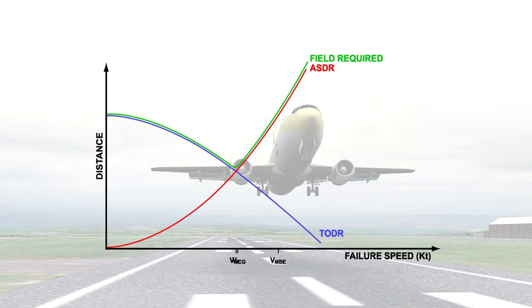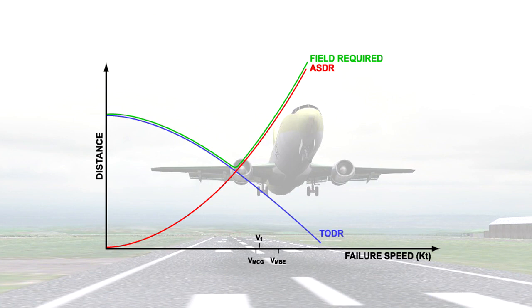Let us look at the scenario where, due to high density, the value of Vmcg is higher than the idealized V1. In this case, takeoff is prohibited. However, this problem is solvable. The chosen V1 can simply be increased until it is equal to or more than Vmcg. However, notice that the accelerate stop distance increases, the takeoff distance decreases, and more importantly, the total field length required increases.